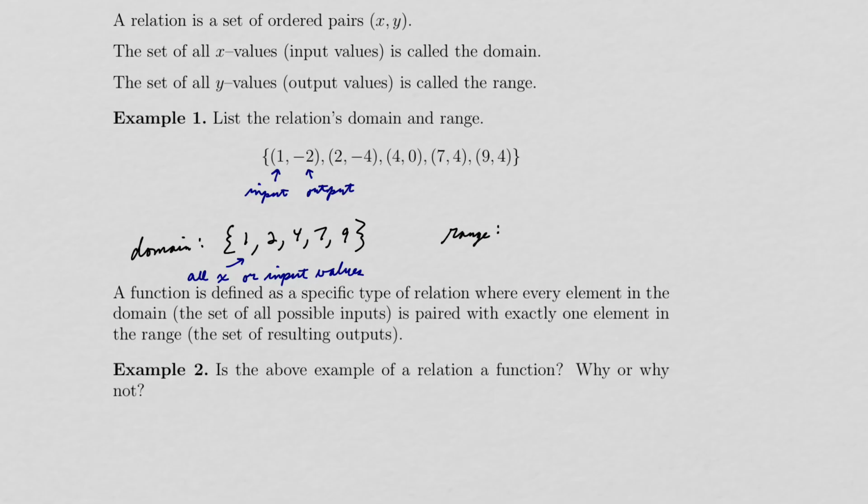In this case, the range will be a set that contains -2, -4, 0, and then 4. When you write a set, you don't ever repeat values. So even though the 4 is repeated here twice, we only write it once when we write the range. We write it as a set. So again, the range is basically all the y or output values. And I'll just remind you, don't repeat values. The 4, don't repeat.